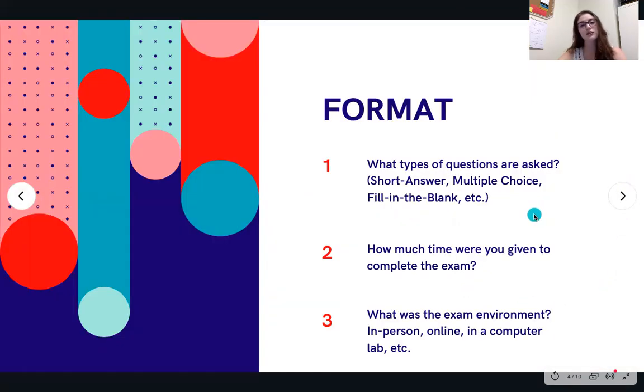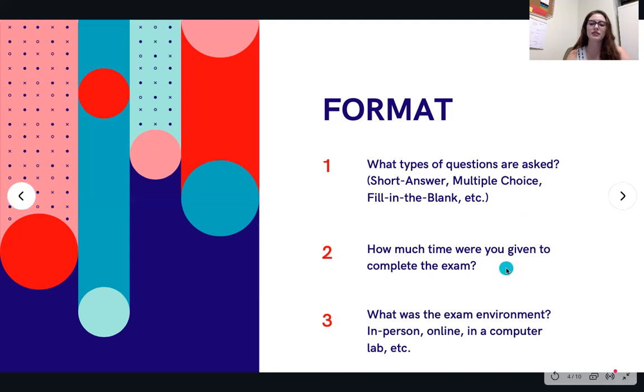So, first, when you're looking at the format, there are a few things that you want to pay attention to. The first are the type of questions that you were asked. Were they short answer, multiple choice, fill in the blank, short essay responses? The type of questions not only tell you what information you'll be expected to know, but what way you're going to be expected to demonstrate that you know it. That way, when you're studying, you can practice using those type of questions and answering those type of questions.